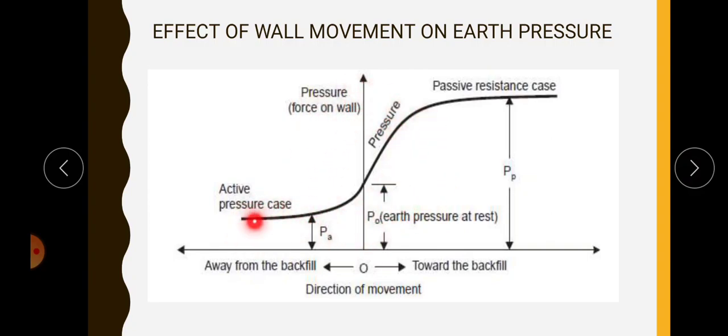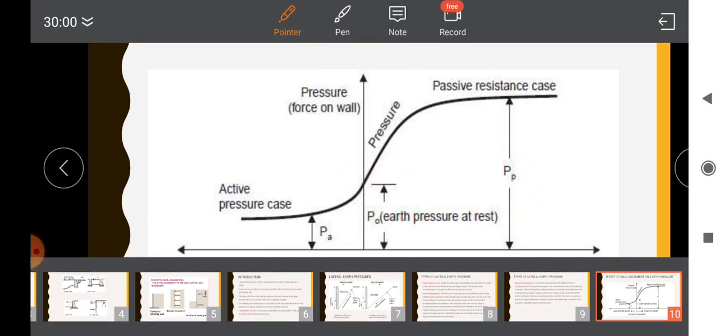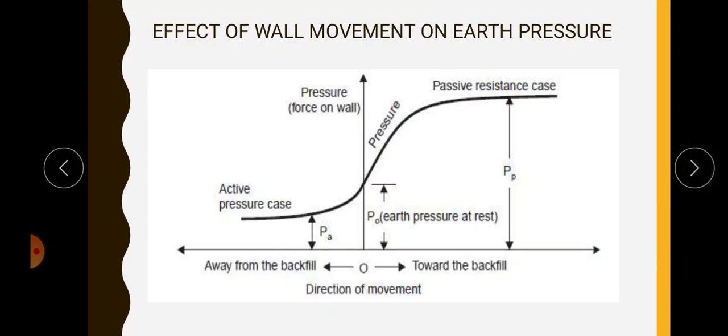Active earth pressure means the retaining wall is moving away from the backfill, and the earth pressure is the minimum value, which is represented by PA. When the retaining wall is moving towards the backfill, the earth pressure increases. So in the passive case, the earth pressure is maximum, and in the at rest condition, it is in between the active and passive cases. So these are the three types of earth pressure: at rest, active and passive.